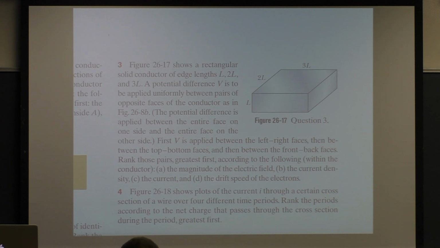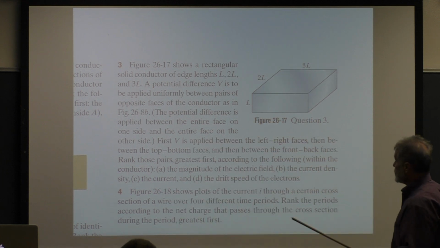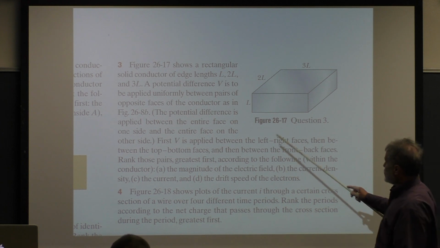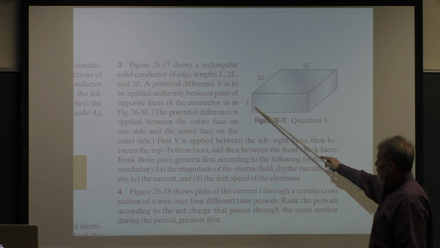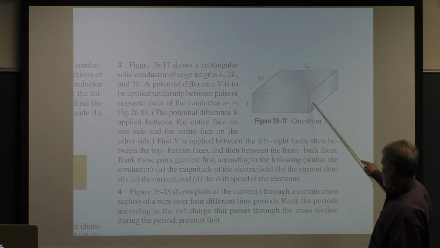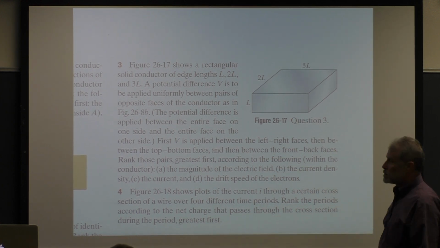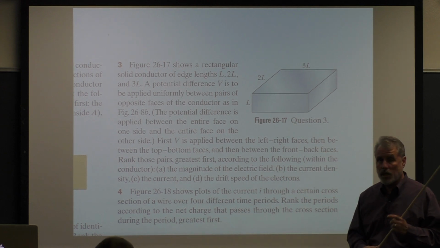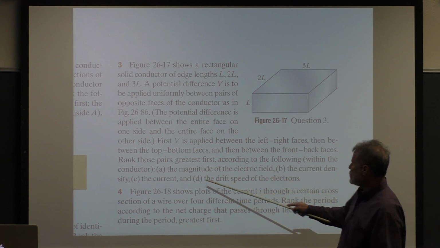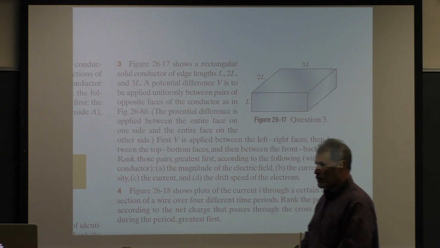This is an interesting one. We have this chunk of material with dimensions L by 2L by 3L, and a potential difference is applied respectively between pairs of opposite faces: left-right first, then top-bottom, and then front and back. The same potential. And we want to rank the following: the magnitude of the electric field, the current density, the current, and the drift speed of the electrons.